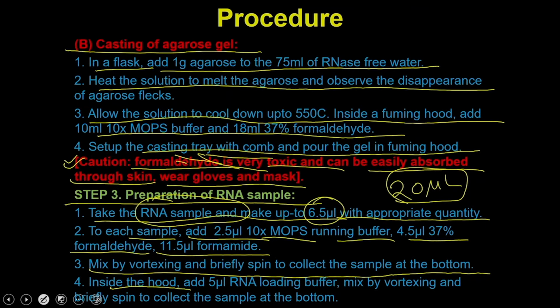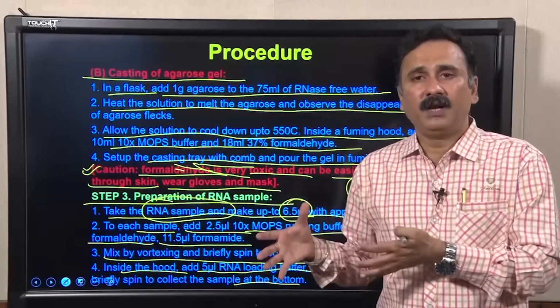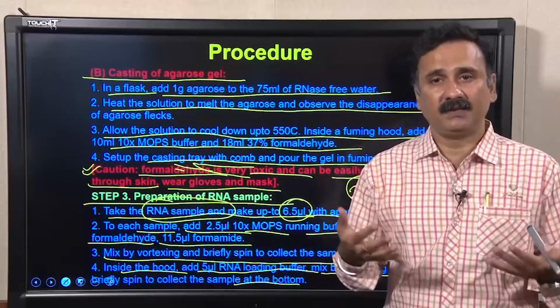Then, inside the hood, add 5 microliter of RNA loading buffer, mix it by vortexing and briefly spin it to collect the sample at the bottom. As you can see, we are doing this whole procedure under the fuming hood, so that you should not get exposed to the fumes coming from the formaldehyde as well as the formamide.